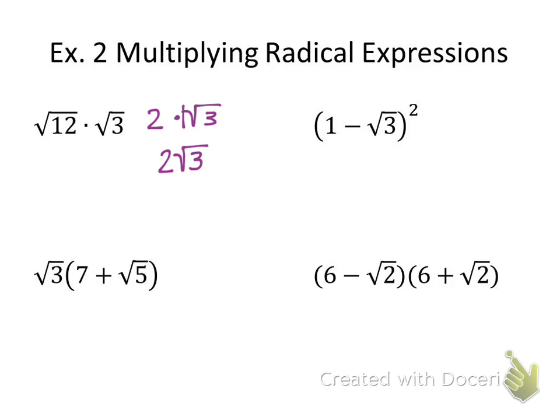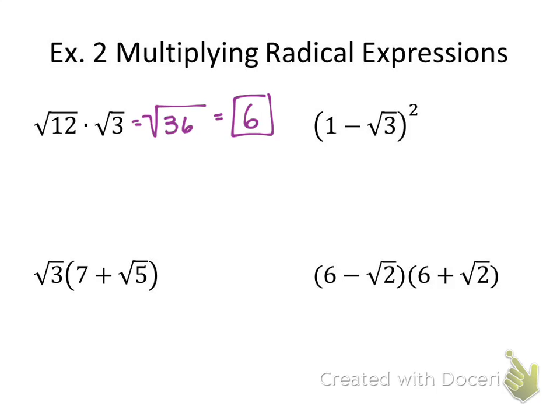But when you have the square root times the square root, I'm free to just multiply the numbers. And as long as they both have a square root sign, I've got to keep them underneath that square root sign. So 12 times 3 is 36. What's the square root of 36? 6. So that would be my final answer there.